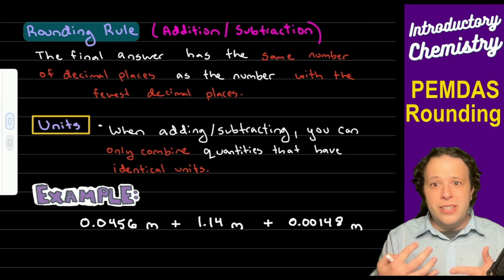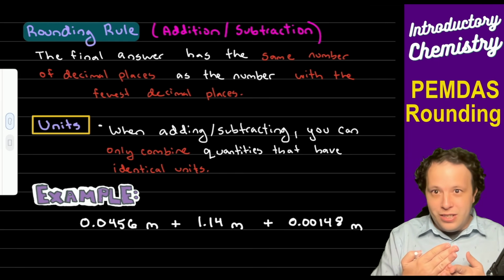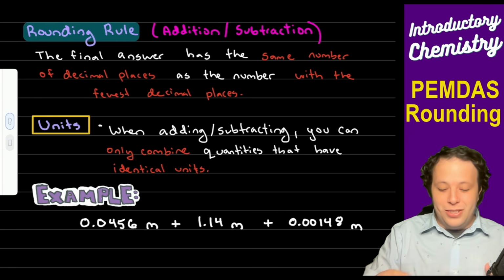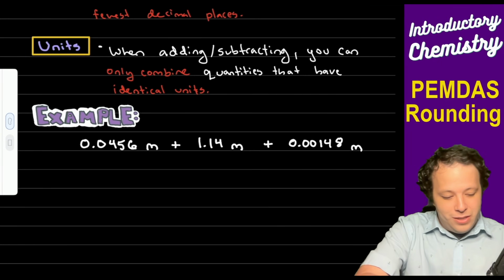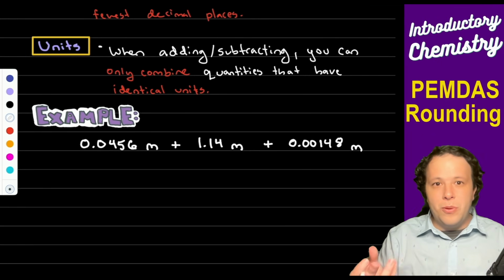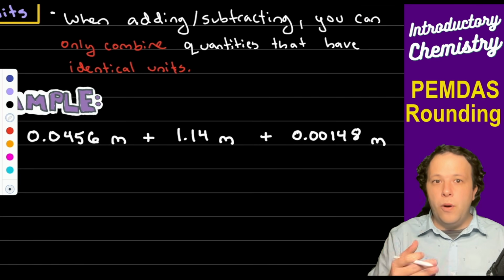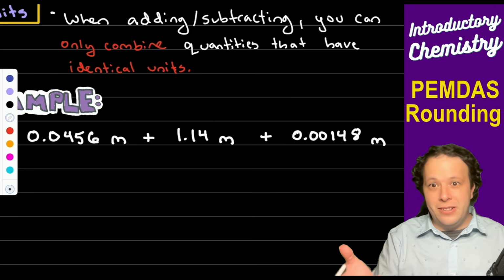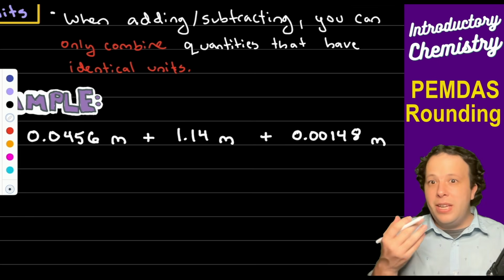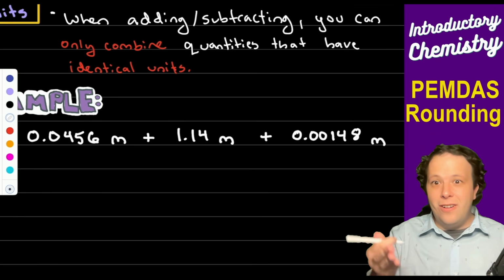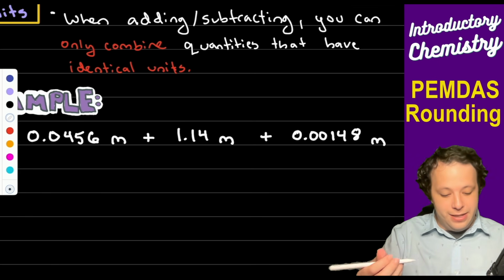So multiplication, division, you can combine whatever you want. But when it comes to addition, subtraction, they have to be the same. So when we do our first example here, we see that we have 0.0456 meters plus 1.14 meters plus 0.00148 meters. And in this problem, they are all the same unit. They're all meters, so we can add this up.